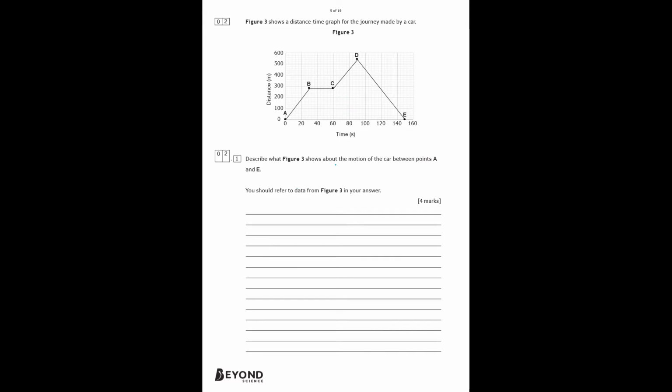Describe what figure 3 shows about the motion of the car between points A and E, so the entire length of the journey. Well, let's remember how to interpret distance time graphs. Distance on y, time on x. Think about it like this. As time goes along on this axis, what is happening to the distance on this axis? Is it increasing, decreasing, or staying the same?